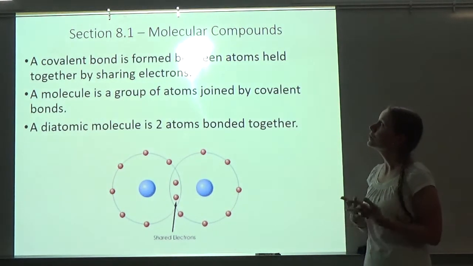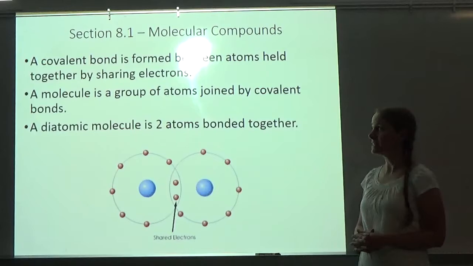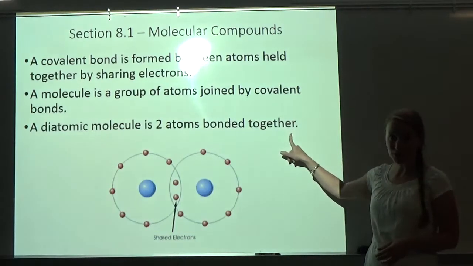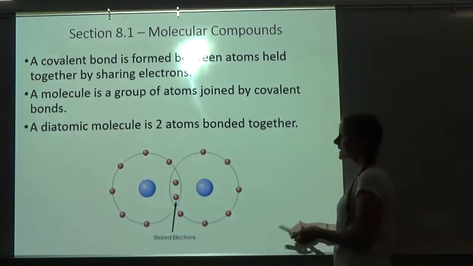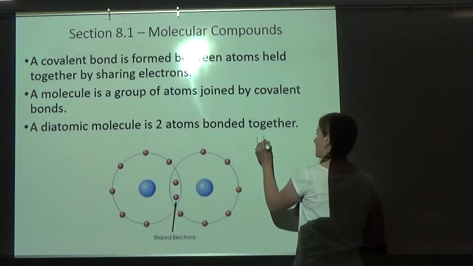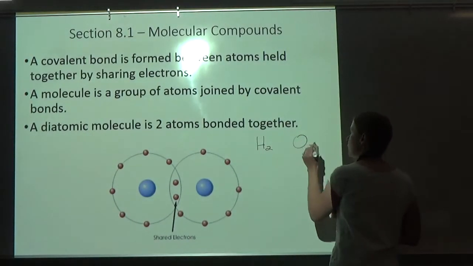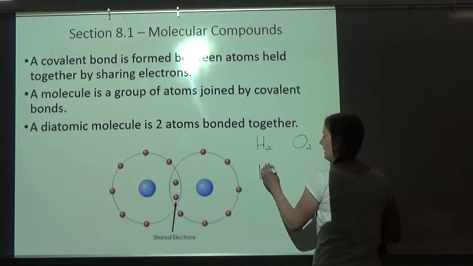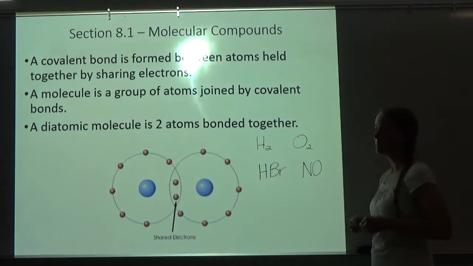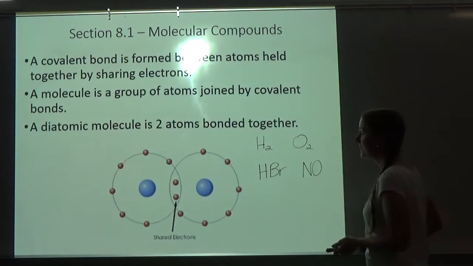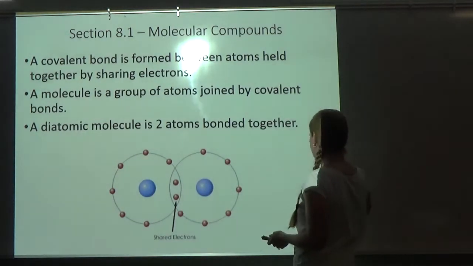A molecule is just a group of atoms joined by covalent bonds. A diatomic molecule is specifically two atoms bonded together. It can be two of the same atoms, like H2 or O2, or it could be two different atoms, like HBr or NO. As long as there's only two, that's what makes it diatomic, because, of course, di means two.